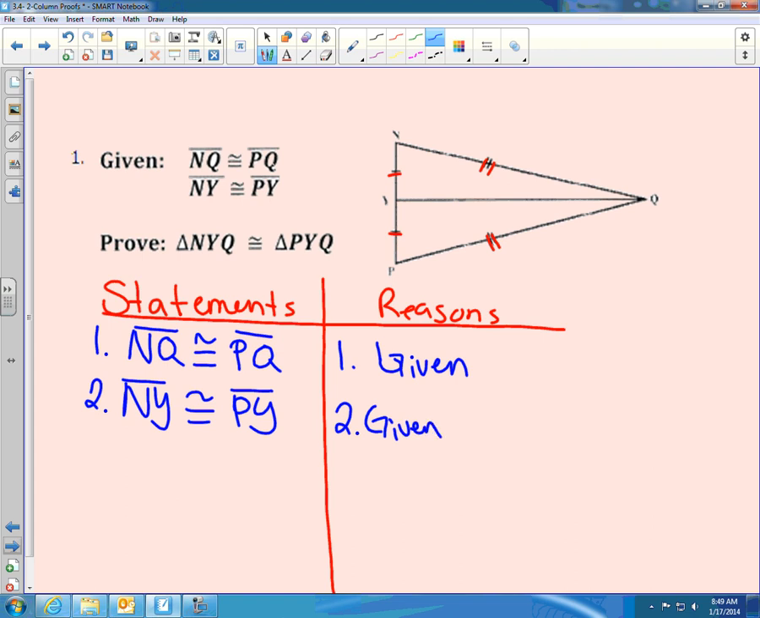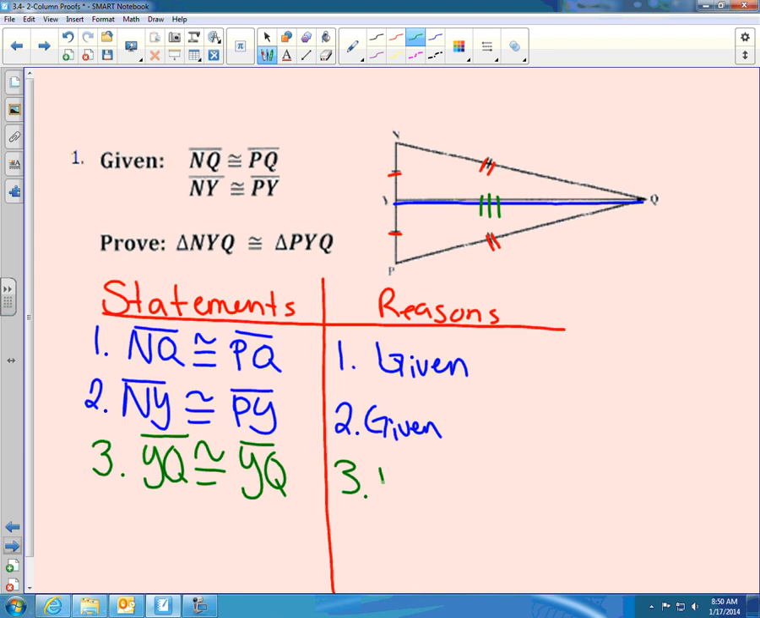Now, what we have to come up with now is the in-between part. How do we take what we see in our picture and prove that our two triangles are congruent? So you have to use some of your deduction skills and some of your reasoning skills for this. Well, I see that YQ is going to be in both of the triangles, this line right here. So it is in both triangle NYQ and PYQ. So we can say that it's congruent to itself. So step 3 says YQ is congruent to YQ. And our reason, well, if it's congruent to itself, that's the reflexive property.